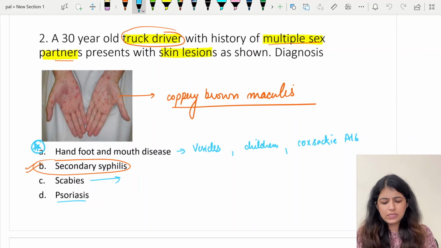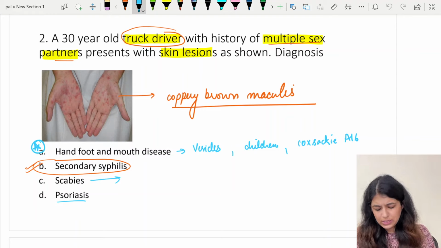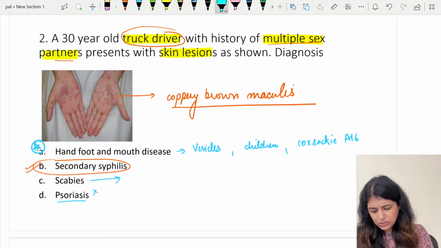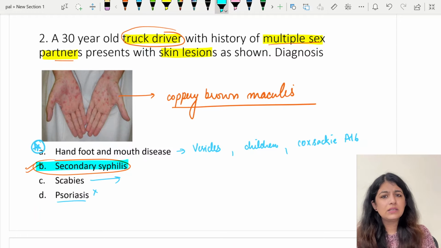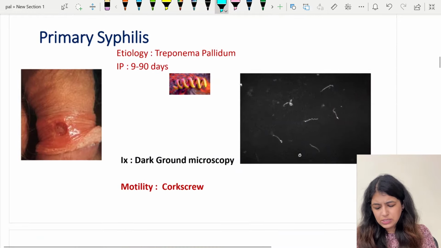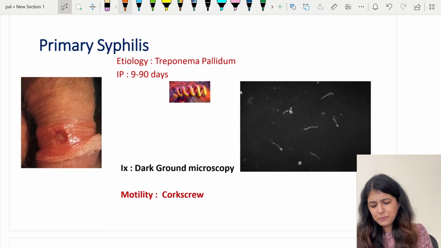There would be no significance of sex history being given in the question. So psoriasis is also not the answer here. So the correct answer to question 2 is option B, that is secondary syphilis. Just doing a brief discussion of syphilis here.